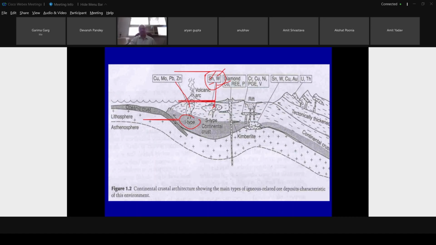What is this? This I-type. What is this? Something is wrong. Leave it, Devansh. Yes, let me go to Garima.